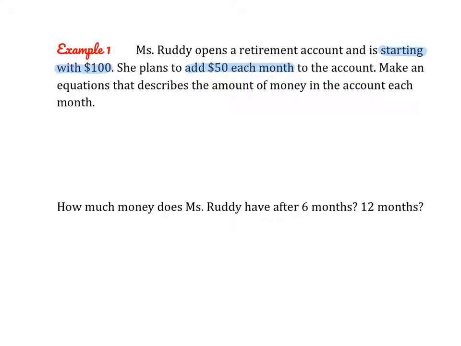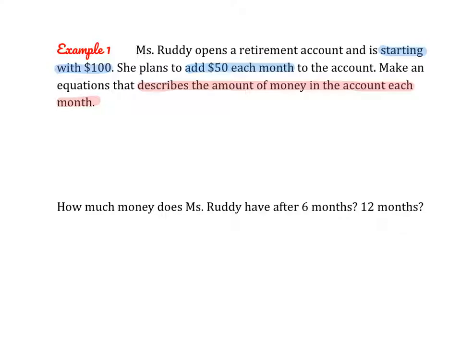So we want to make an equation that describes the amount of money in the account each month. So the first thing we're going to do, again, the first letter of DESC is D, which stands for defining your variables. So I want to know, what does X represent and what does Y represent?